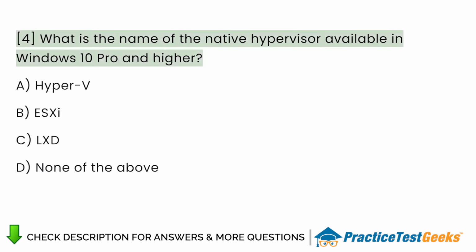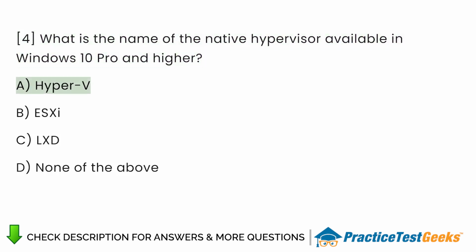What is the name of the native hypervisor available in Windows 10 Pro and higher? A. Hyper-V. B. ESC. C. LXD. D. None of the above.